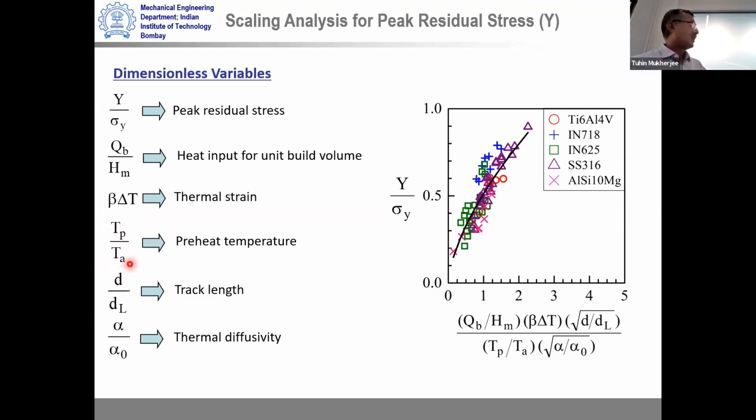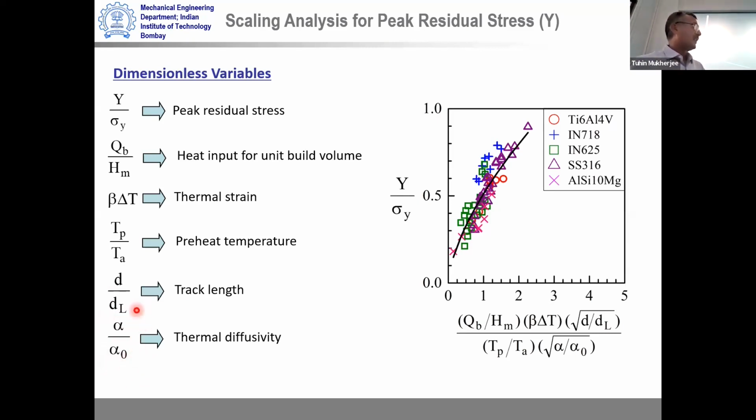Again, how should we non-dimensionalize it? Just divide it by the ambient temperature. So once again, the higher the ratio, the lower the residual stress. Track length: we know this very well from welding. The longer you go without stopping, the more you build the stresses. So the larger the track length, the higher the stresses. Again, we need to non-dimensionalize it by dividing by the laser spot radius, to get a non-dimensional parameter.